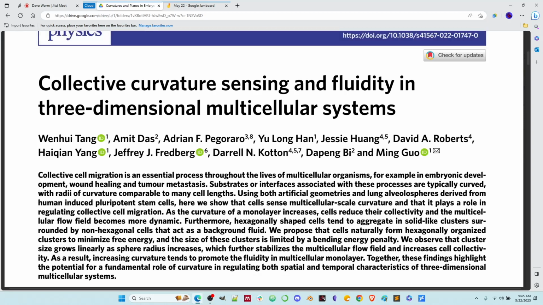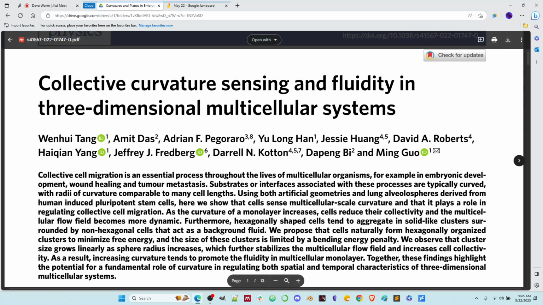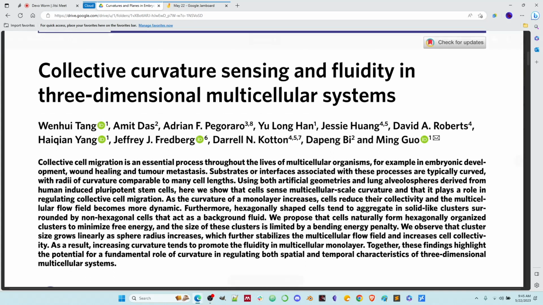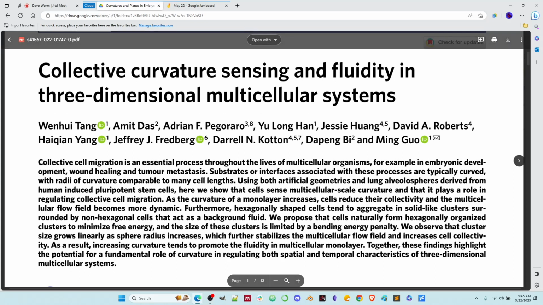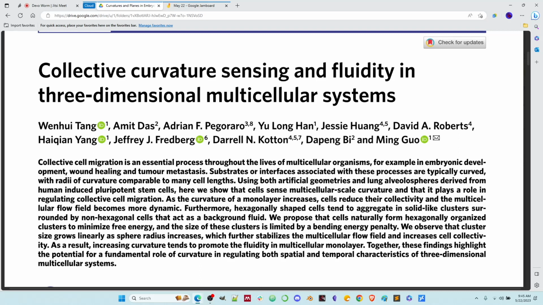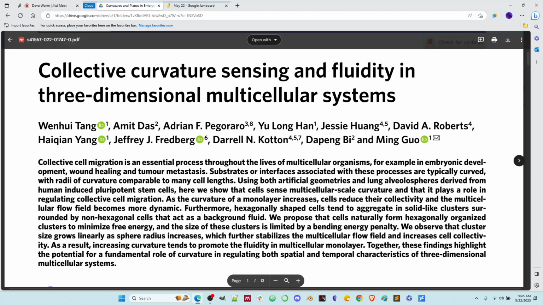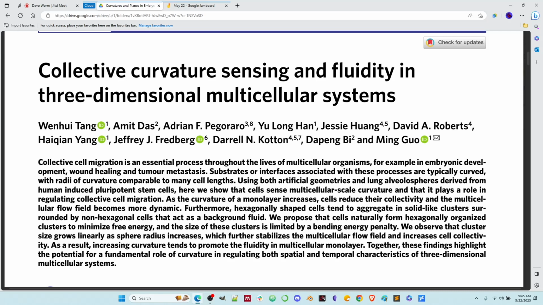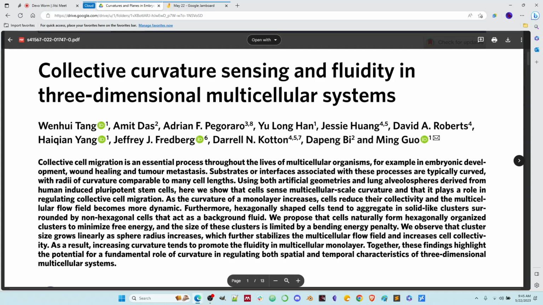Here we show that cells sense multicellular scale curvature, and that it plays a role in regulating collective cell migration. As the curvature of a monolayer increases, so as we increase the curvature of this interface, cells reduce their collectivity and the multicellular flow field becomes more dynamic. So this is where you're changing the curvature of this monolayer and it affects the behavior of the cells.